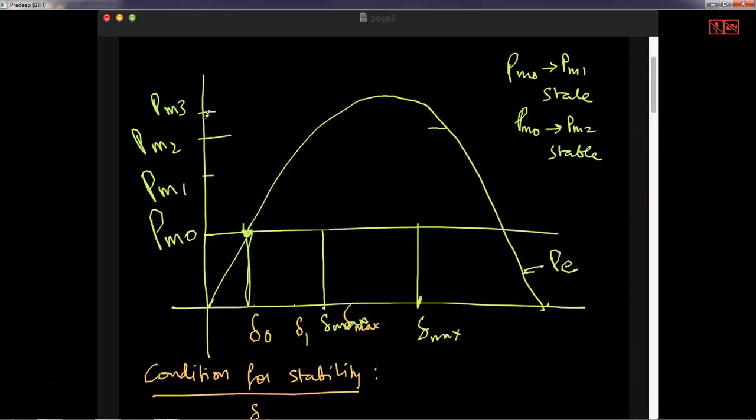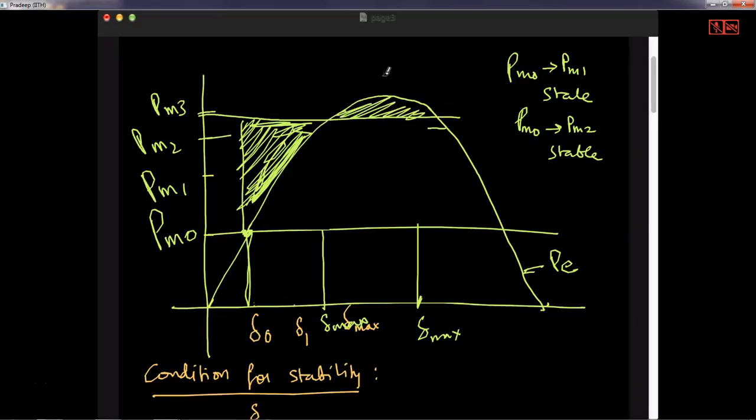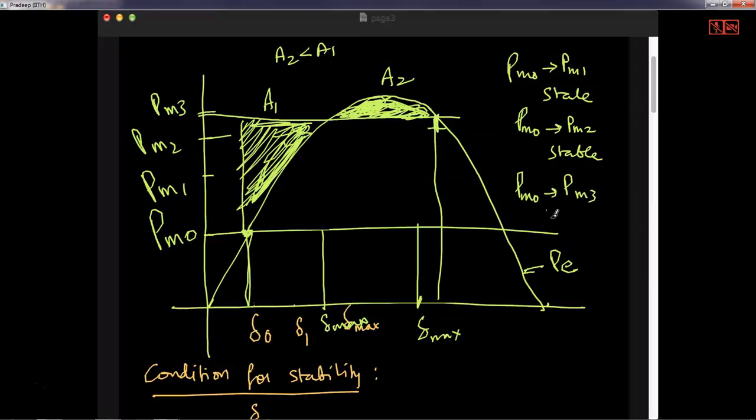Let's consider PM3. So this much is my area. But if I look at the electrical, this much area, so this area 2 is less than area 1. So even if I completely go to this point, I'm not able to collect the positive area. So positive area is always less than this one. So PM0 to PM3 unstable.